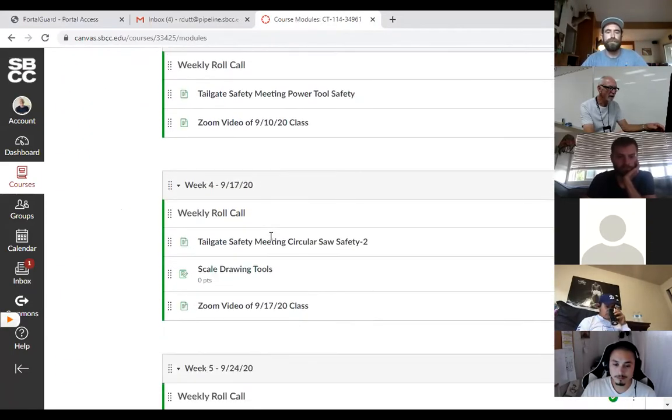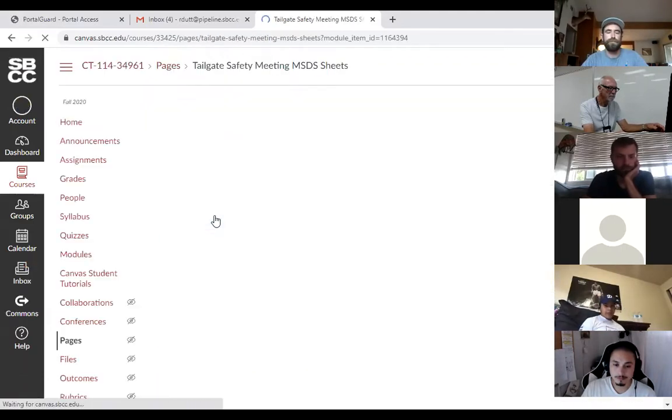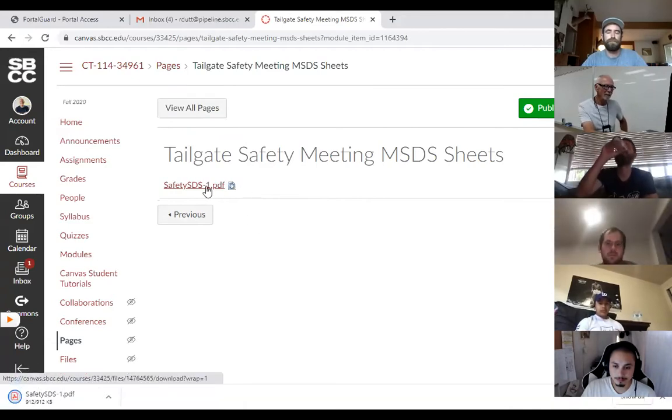This is week 5, right? It's the 24th. So does anybody know what an MSDS sheet is? Anybody out there? Doesn't ring a bell to anybody? Okay, MSDS, I don't know why this is SDS, but it's actually MSDS, Manufacturer Safety Data Sheet. And they have to be provided to anybody and everybody.